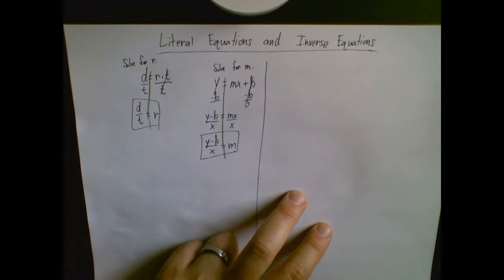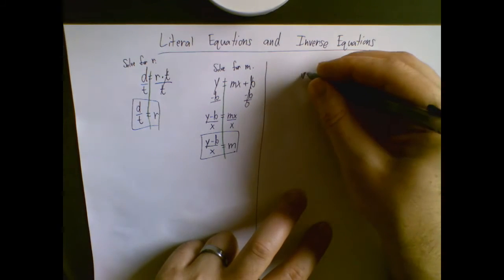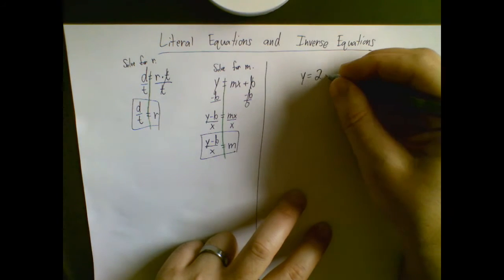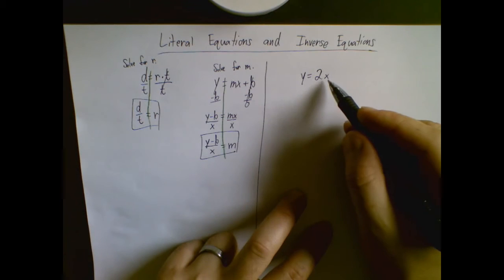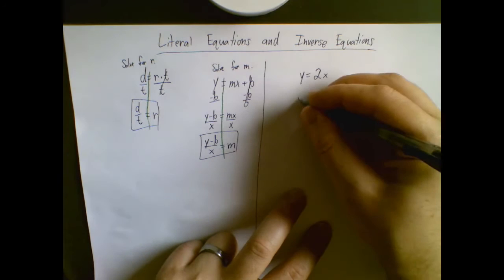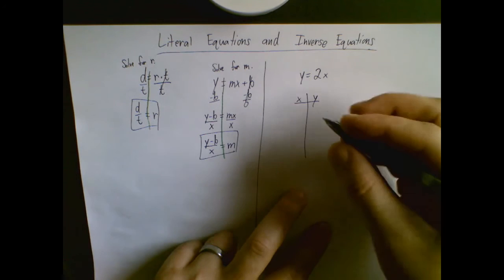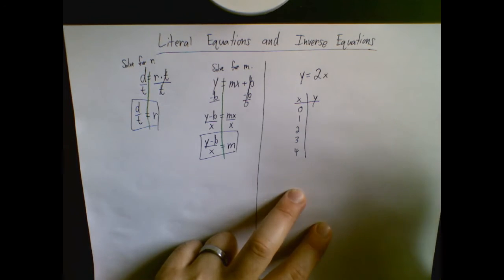Okay, we're going to start with a really simple one just to show you what I'm talking about. So say I have y equals 2x. Okay, what does that mean? That means anytime I have an x value, I'm going to multiply by 2, and that'll give me a y value. So let's make a quick table here just to prove that this is going to work. So let's go with 0, 1, 2, 3, 4. I'm going to plug those in.